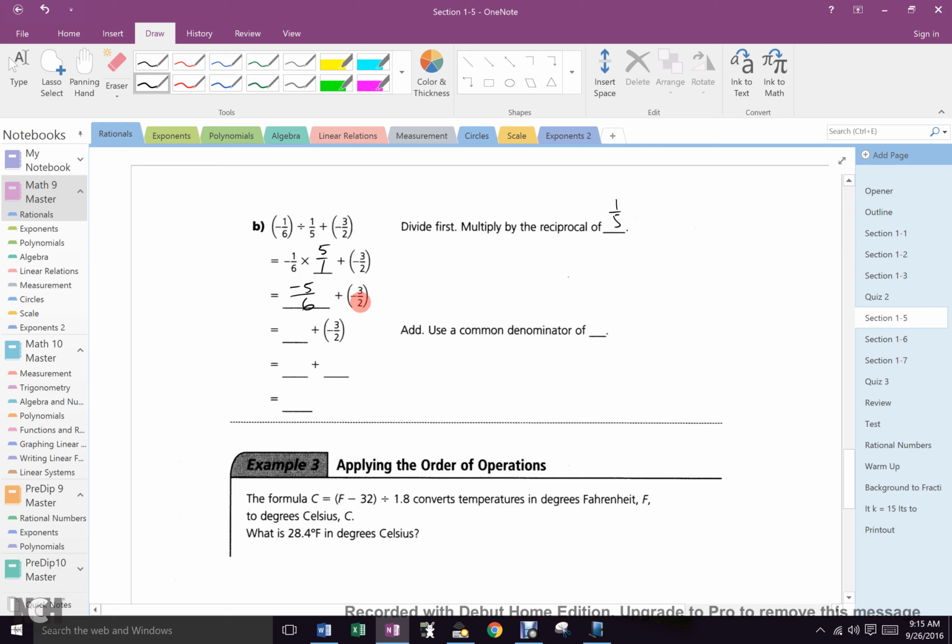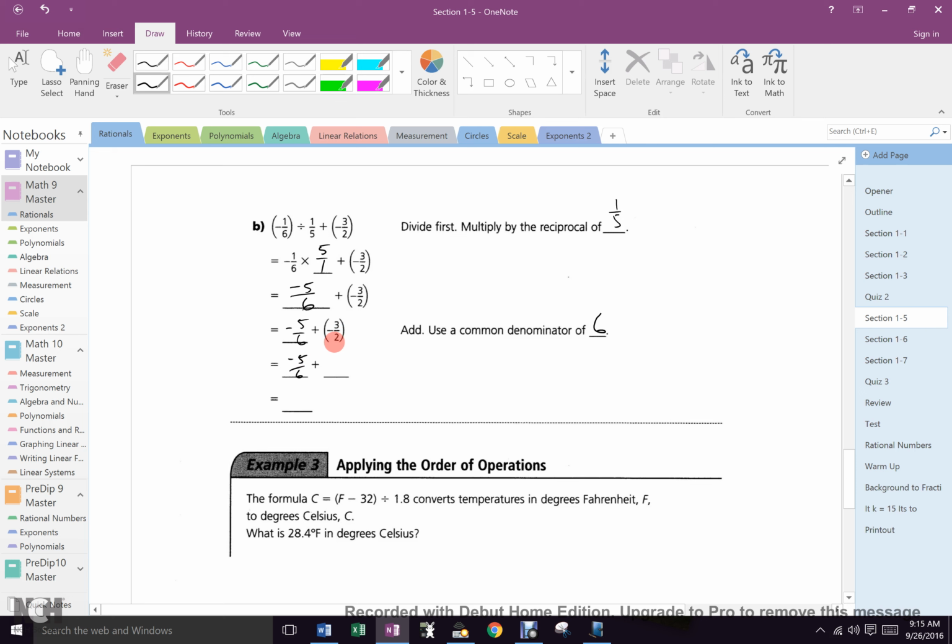Can I add sixths and halves? I need a common denominator of what? 6. Did I change this 6? So do I change that 5? So negative 5 over 6. Did I change this 2? To what? I changed it to 6.